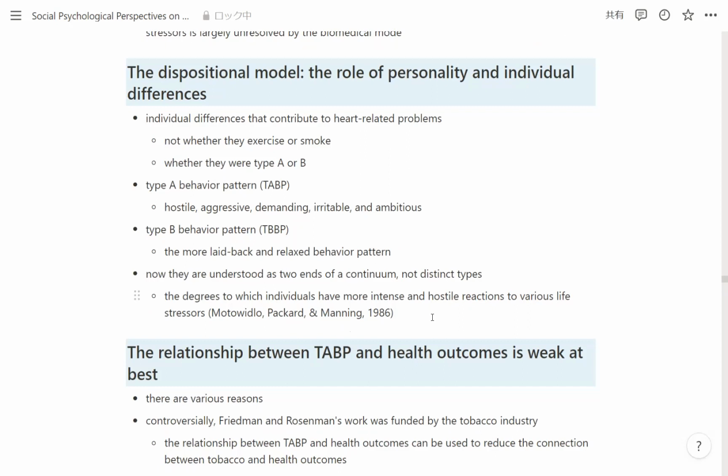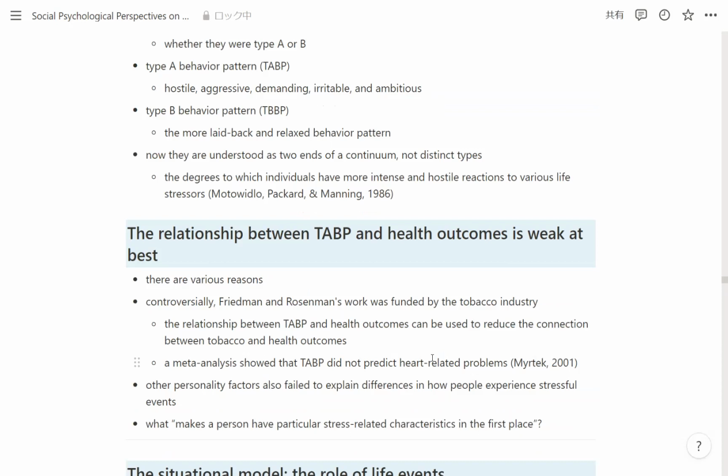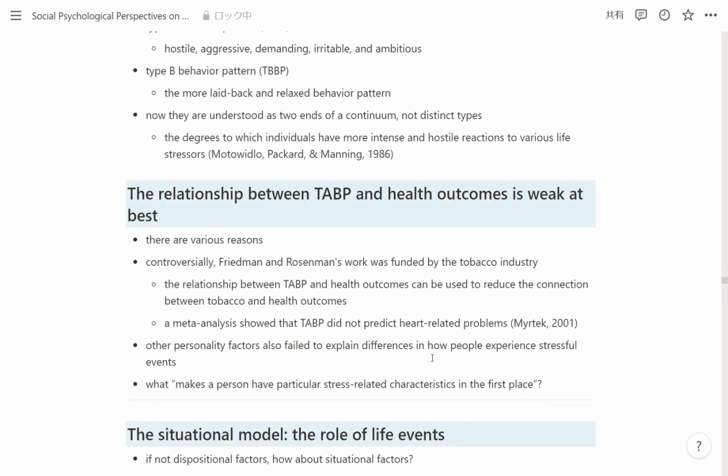However, later research studies found that this distinction of type A and type B is not really related, or maybe only weakly related, to the way people perceive stress, and also to health outcomes. So in the dispositional model, we tried to understand what kind of people may experience stress positively, while others may experience the same stress negatively. But it seems that this approach failed.